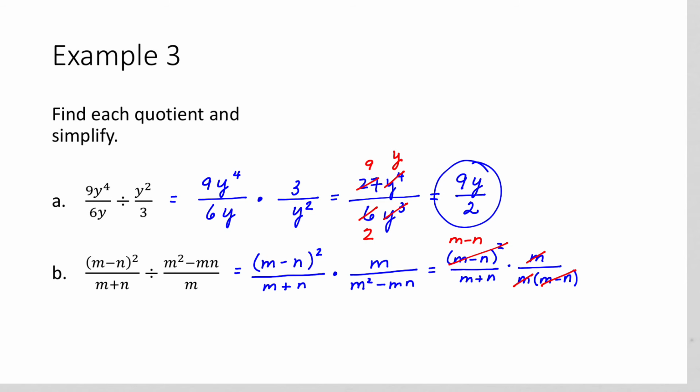So I had 2, one of them canceled. So I have m minus n left in the numerator there. So that gives me m minus n over, in the denominator, I just have m plus n. And that's my final answer.